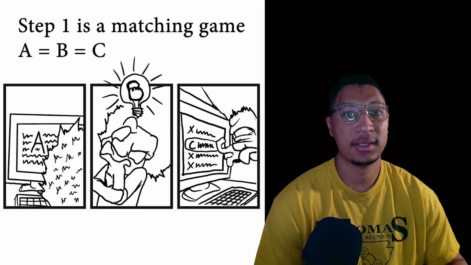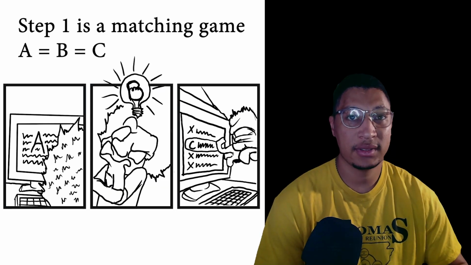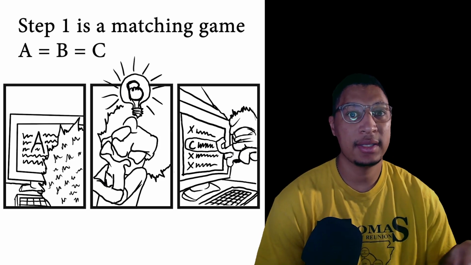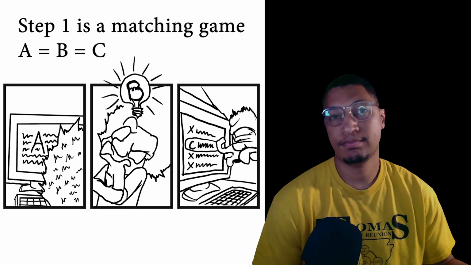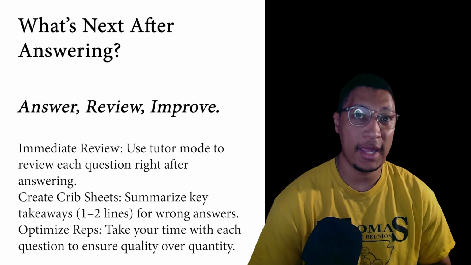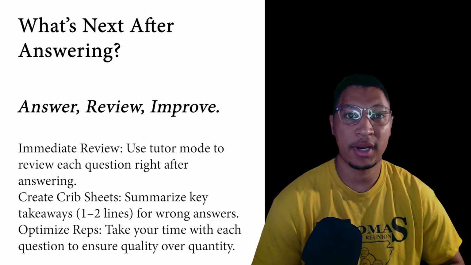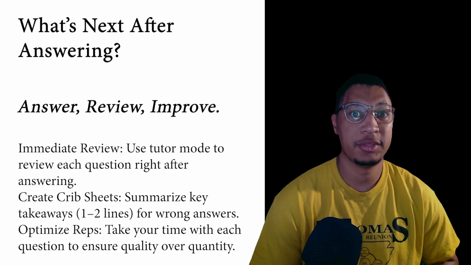Think of it as A equals B equals C, where A is the passage's reference, B is the definition you're forming in your head, and C is the answer choice that is correct. You're simply matching those ideas together. That's it. That's Step 1. Now that you have the correct answer, what's next? This is where you dive into the crucial part. Reviewing the question and creating your content review crib sheet.